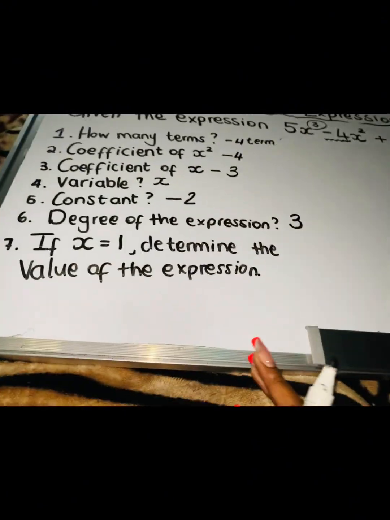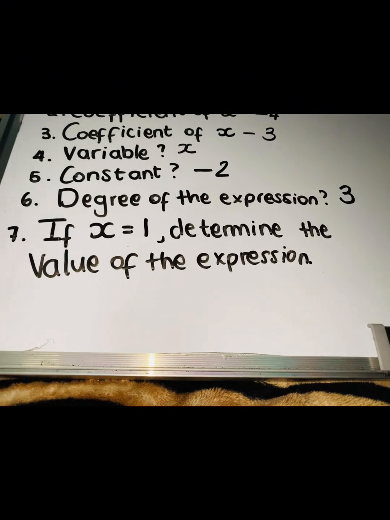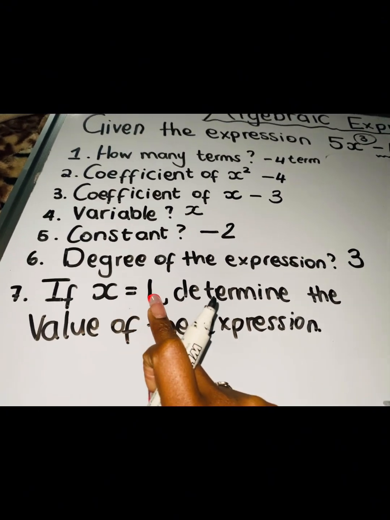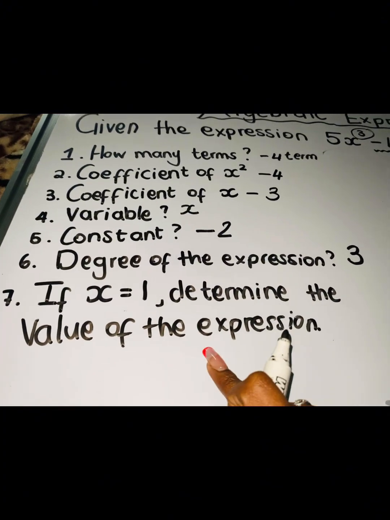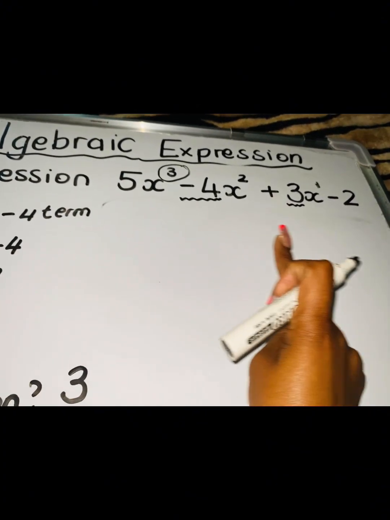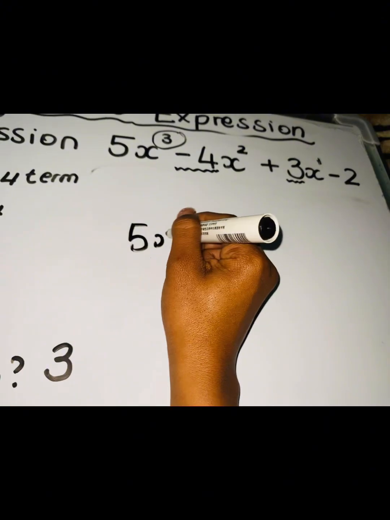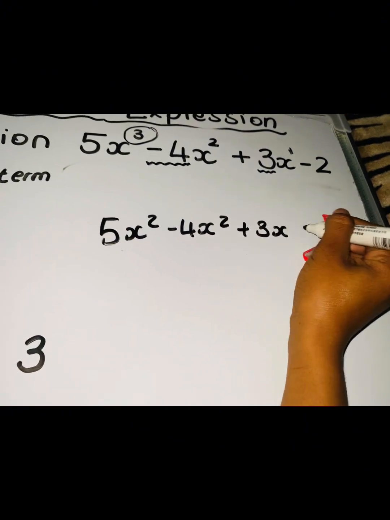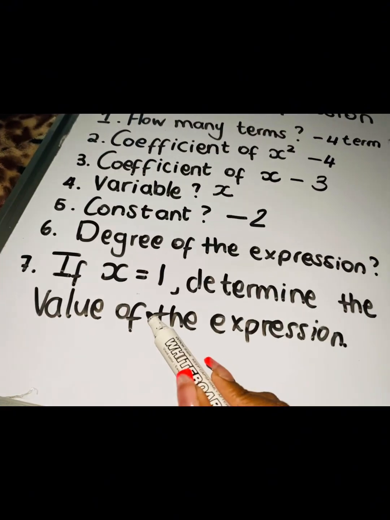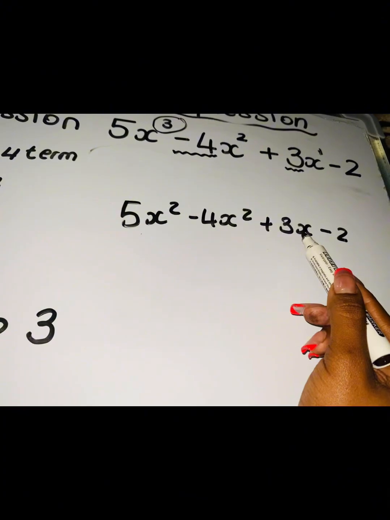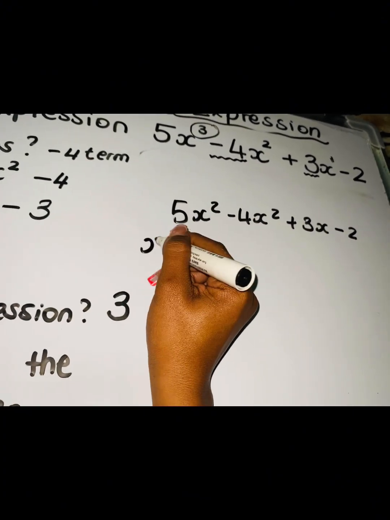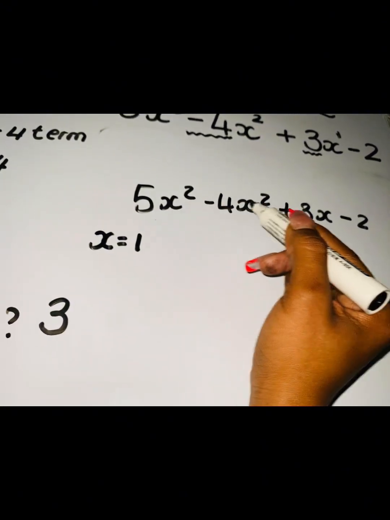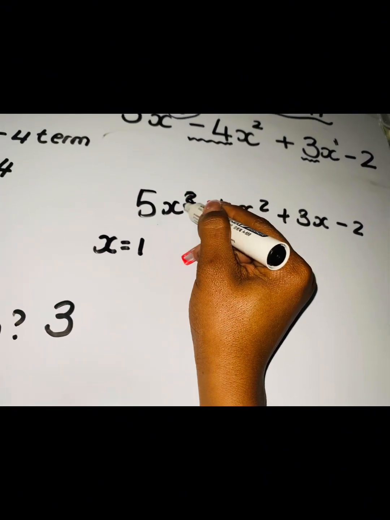Right. Last question, the most important question, and this one has marks. It's about plus minus 2 to 3 marks. They're asking you, if x is equal to 1, determine the value of the expression. What they are saying is, if we look at this expression, which is 5x cubed minus 4x squared plus 3x minus 2, they are saying if these x's right here are equal to 1, then what is the value of the expression? So meaning in the places of these x's, we are supposed to put 1.